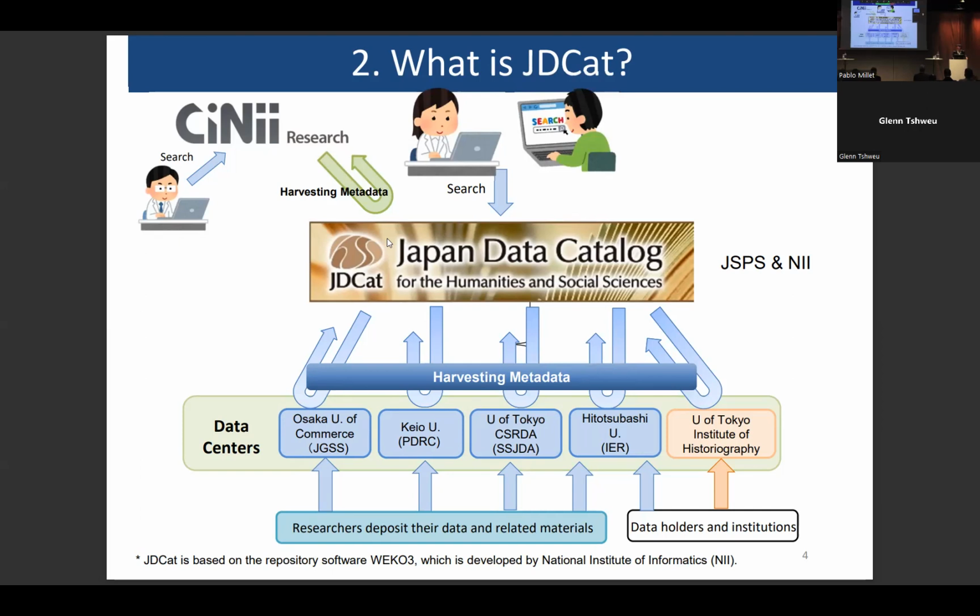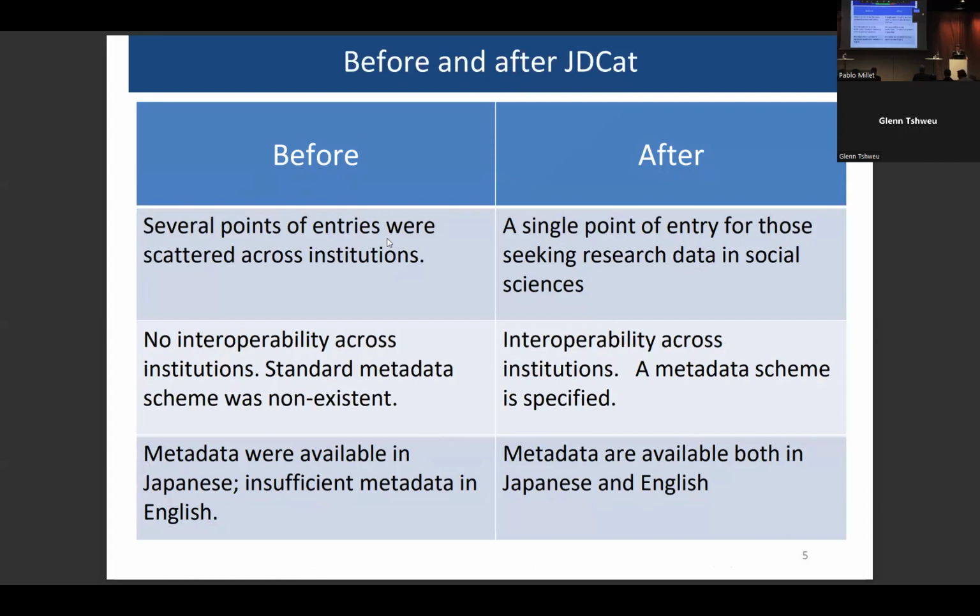And next slide. Okay. I would like to explain our objective by making a contrast between before and after the introduction of JDCat. Before this project, there was no single point of entry or portal site that helps data discovery in social science in Japan. Now we offer a single point of entry for data search across the data centers. Second, before this project, we did not have any standard in metadata in Japan. Each organization was developing its catalog independently without reference to each other. Now we somehow force them to use the standard metadata scheme in order to achieve interoperability.